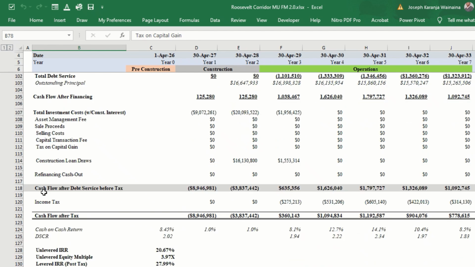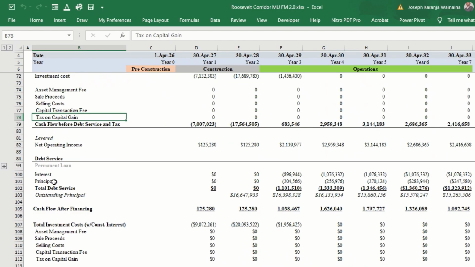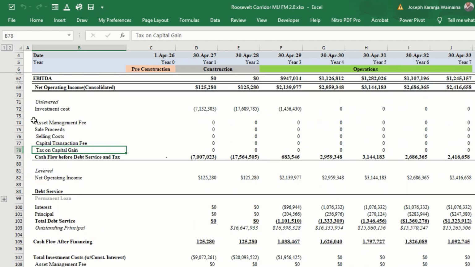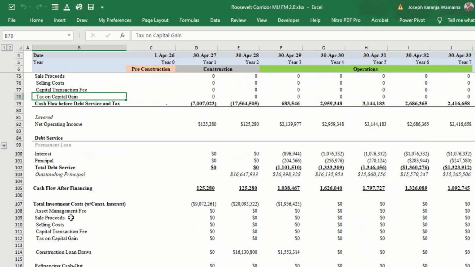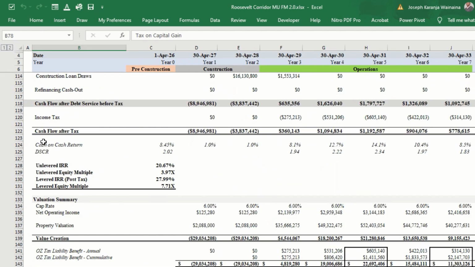We also have now the capital items. We have the asset management fee. We do have the sales proceeds. We do have the selling cost, the capital transaction fee, as well as now tax on capital gain. So this one assumes this is based on unlevered, and this one is based on a levered basis. So we do have the cash flow.